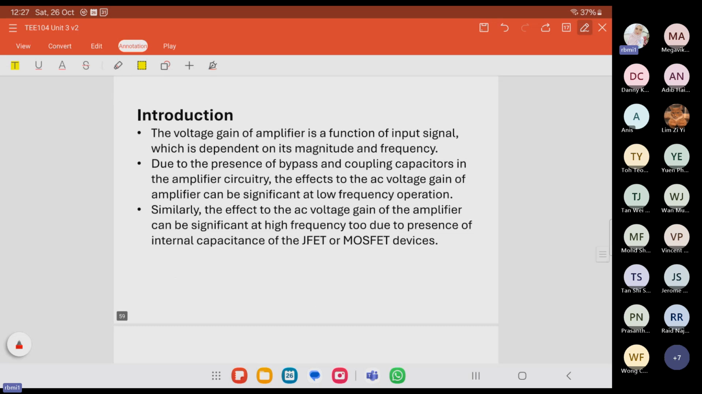Let's go to the introduction. The voltage gain of an amplifier is a function of the input signal, which is dependent on the magnitude and frequency. The effect on the AC voltage gain of the amplifier can be significant at low frequency operations, due to the capacitive reactance of the coupling and bypass capacitors, and also the internal capacitance of the transistor. The effect is assumed to be zero at mid-range frequency, and that is why it does not have any effect on the AC voltage gain.